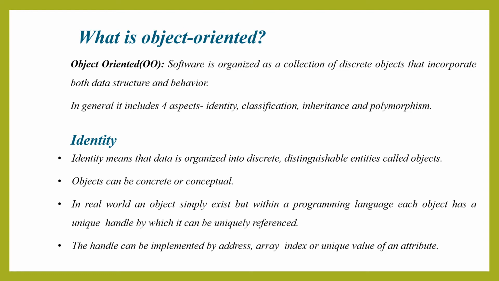In the real world, an object simply exists, but within a programming language, each object has a unique handle by which it can be referenced. In the real world, a stone could be some object, but in the programming language, each object has its unique way of being handled. How is that object referenced? Languages handle these types of objects using, for example, an address, an array index or an artificial number.